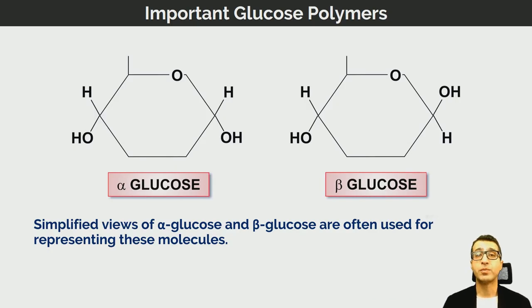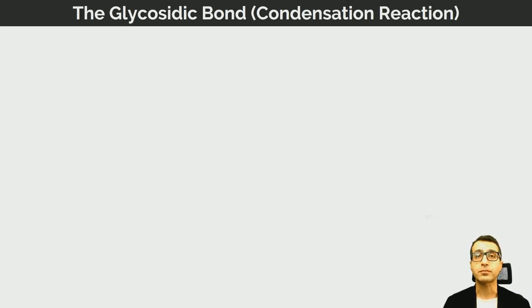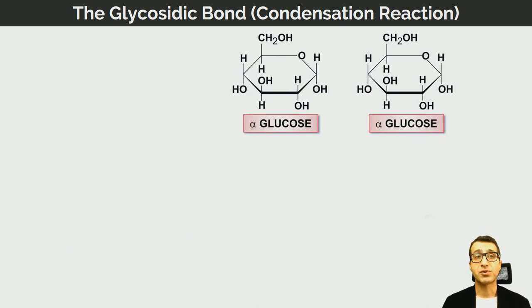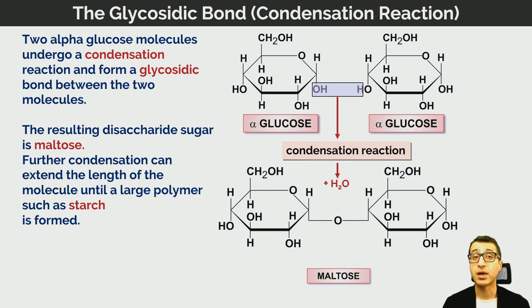Glycogen and starch are formed by condensation reactions between alpha glucose subunits, and cellulose is formed by condensation reactions between beta glucose subunits. Those condensation reactions produce bonds between those monomer molecules called glycosidic bonds. So, two alpha glucose subunits, like you see here, undergo a condensation reaction and form a glycosidic bond between the two molecules. And this results in the disaccharide sugar being formed. And this is called maltose.